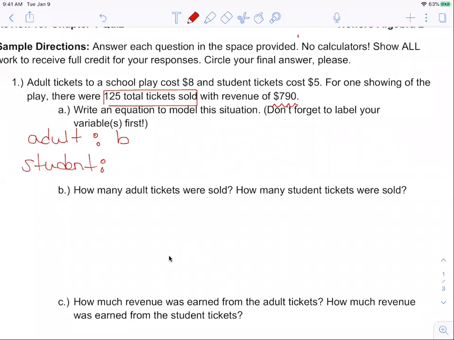Now I want you to think, how can I use the numbers in the problem to write an expression for the student tickets? So I don't want you to use a different variable. I don't want you to use a C or an A. I want you to use the number in the problem to write an expression for the student tickets. How could we do that?